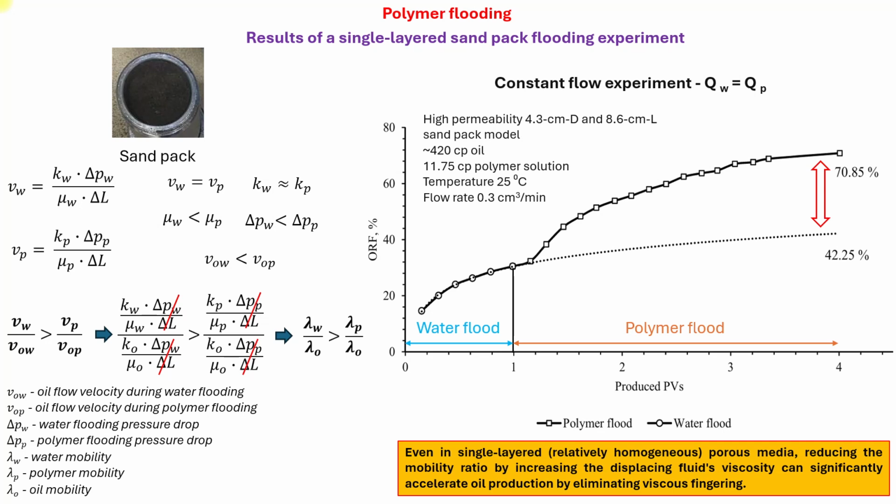We should also note that laboratory experiments sometimes tend to overestimate the oil recovery factor achieved through polymer flooding. But perhaps we will discuss that in our future lessons. For now, I believe this explanation is sufficient to understand why we observed an acceleration in oil displacement when switching from water to polymer injection in our constant flow sandbag flooding experiment.